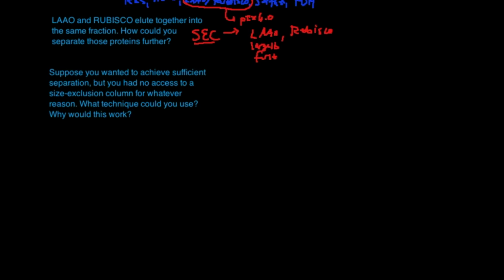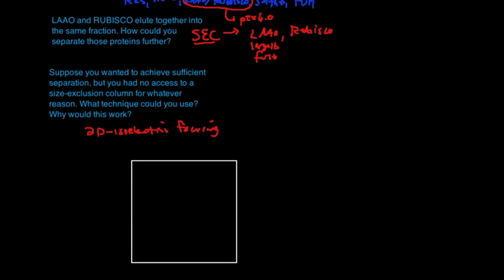So what I'm going to do for this is I'm going to do something called 2D isoelectric focusing. That's the technique I'm going to use if I have access to it, if I don't have a size exclusion column. So how does that work? Well, let me draw a diagram, and we talked about this in another video, so I'm just going to breeze through it. You have essentially some kind of gradient going ultimately left to right, and maybe you have low pH over here, maybe you have high pH over there.